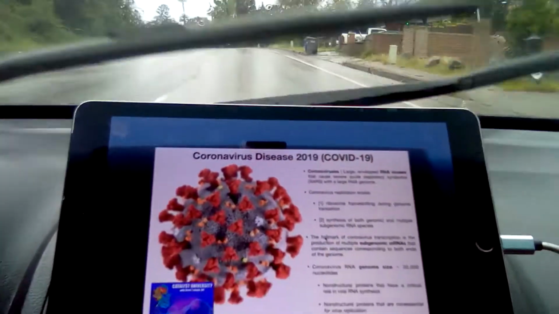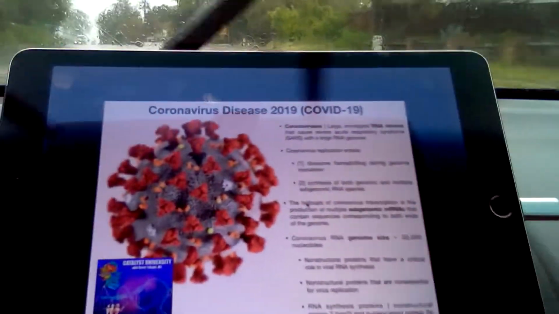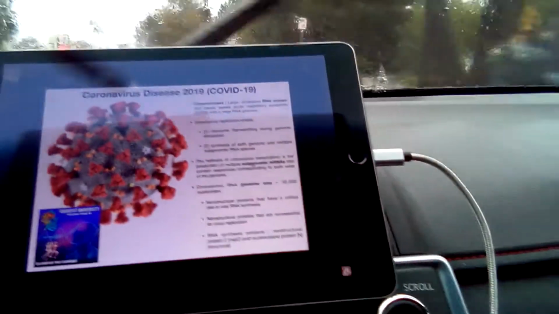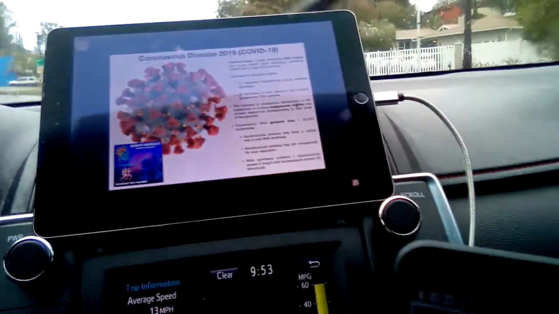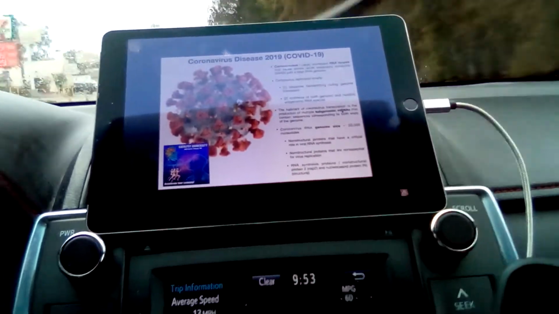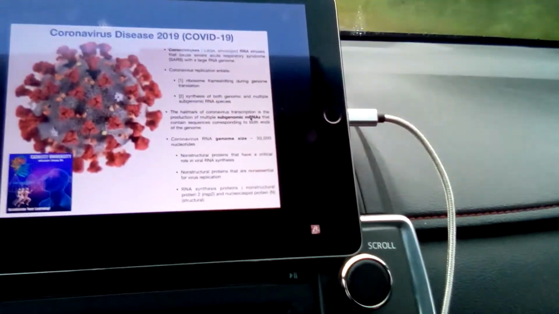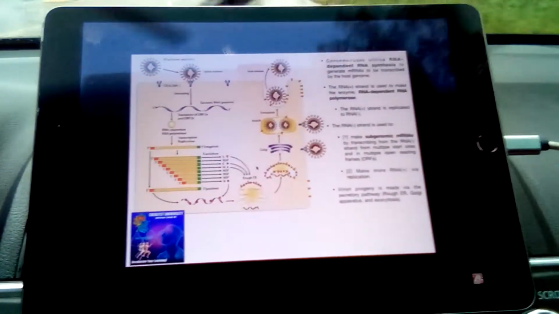And so a hallmark of the coronavirus transcription process is we're going to see many subgenomic mRNAs. So these are different sized mRNAs that are created from the original RNA genome. Again, we'll look at that in more detail on one of the next slides.